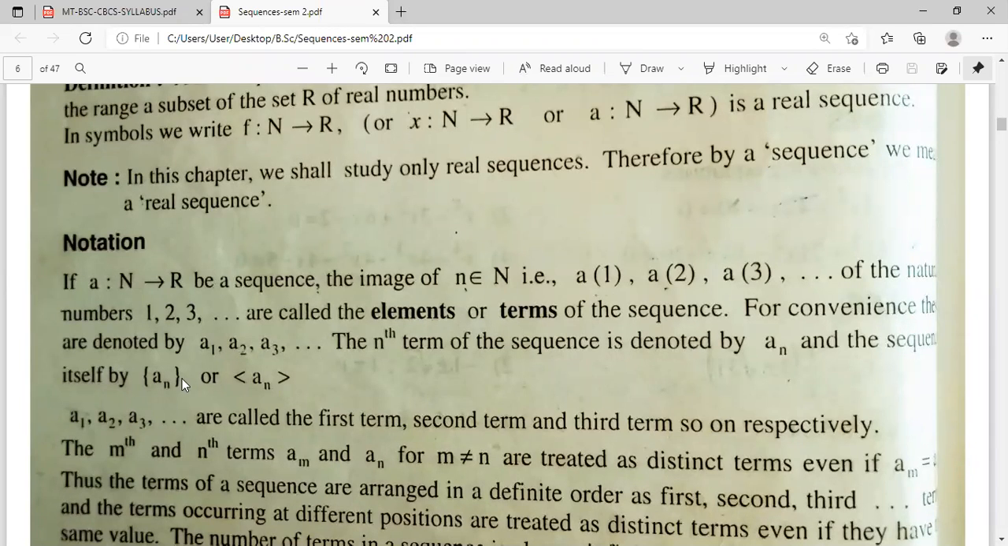And the notation for the sequence is with the curly bracket, you write {an} or angle bracket <an>. Here you are using only the curly bracket with an. And a1, a2, a3 are called the first term, second term, third term, or first element, second element, third element, etc. And an is called the nth term.